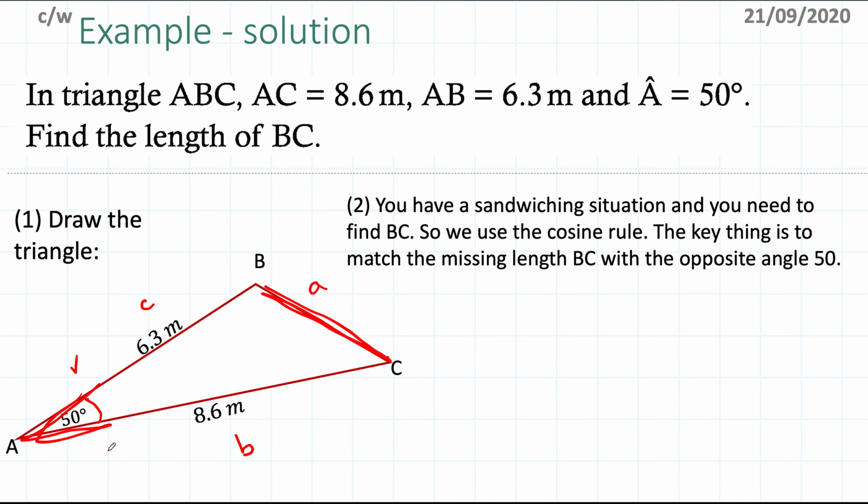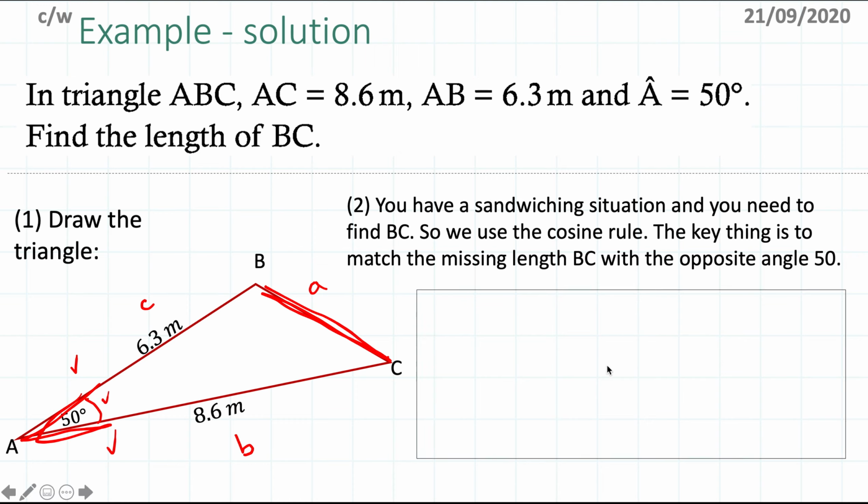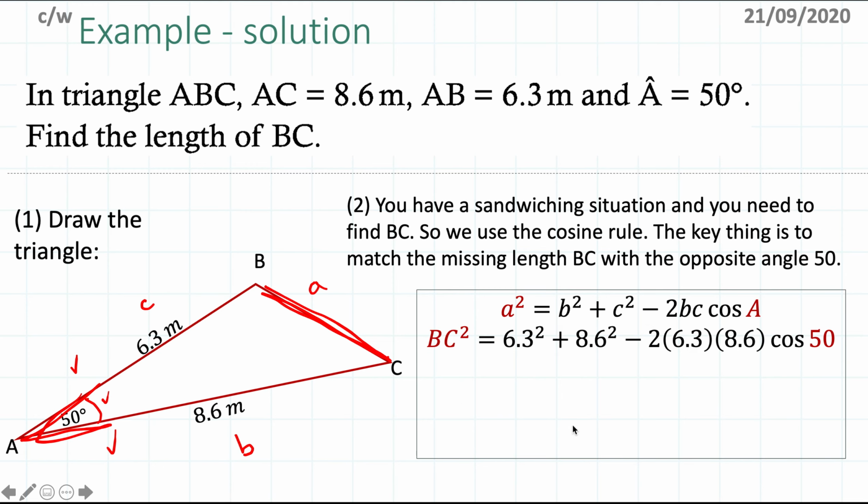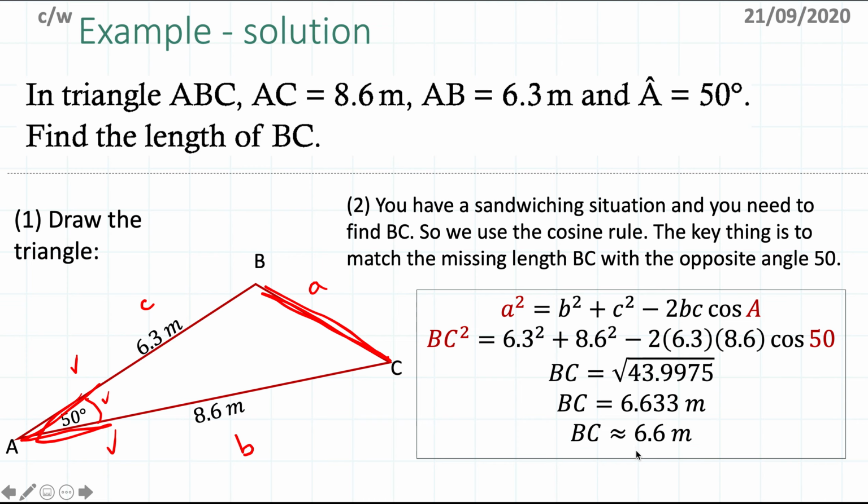So I have two lengths and an angle, so I can use the cosine rule. This is my formula for the missing length. I'm going to note that if I'm missing length A, I need to substitute the correct opposite angle, which is 50. I'm also going to substitute my B and C, and I'm going to make sure that I square root the right-hand side. That's going to give me 6.633 meters. So that's just simply using the rule, which rounds to 6.6 meters.